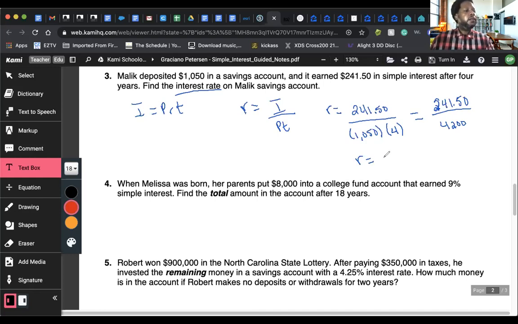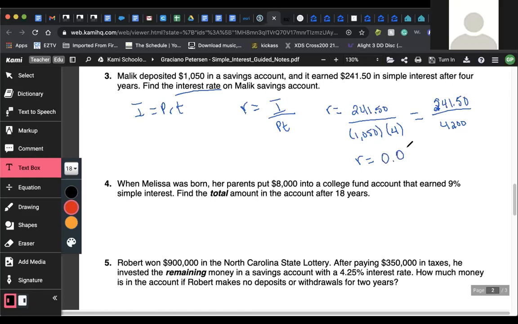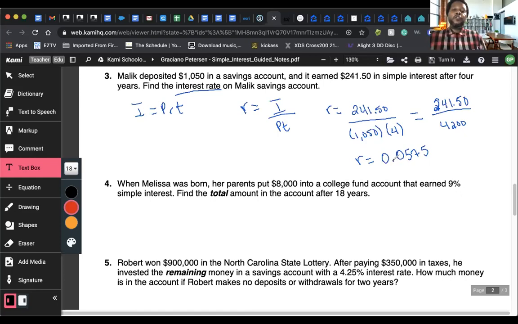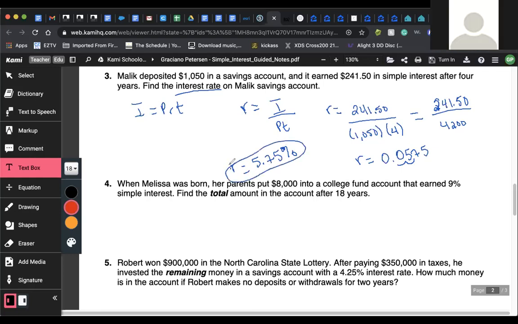Oh, it's a bunch of zeros. A lot of zeros. 0.0002381. So I think you put it in wrong. So it should be 241.50 divided by 4,200. You should get 0.0575. Yes. Okay, good. My bad. And then all you have to do now is move that decimal place 2 places to the right. You go 1, 2, and so the rate is equal to 5.75%. That is the interest rate.